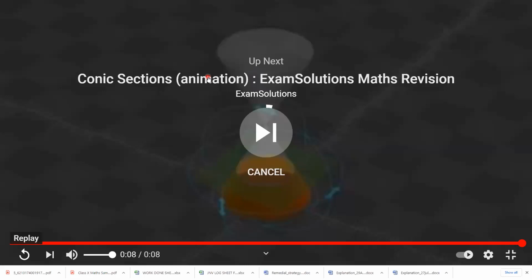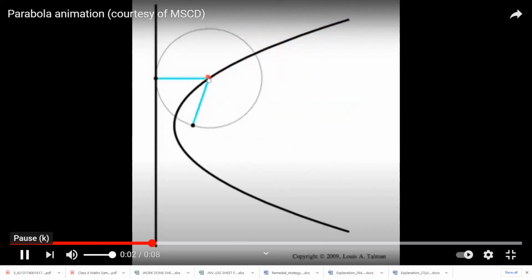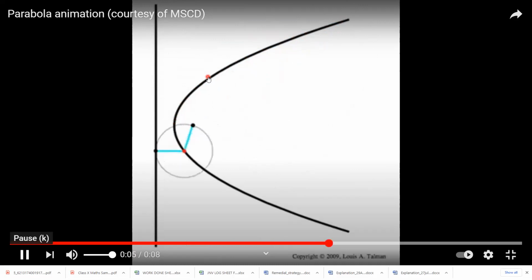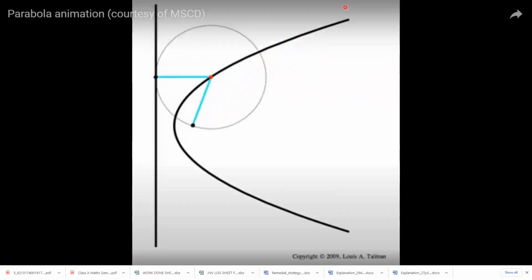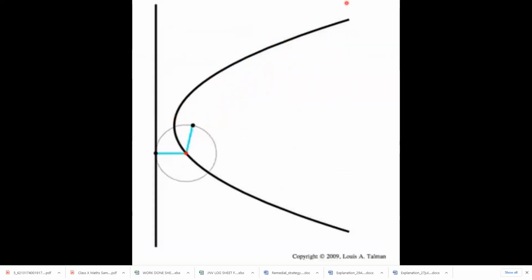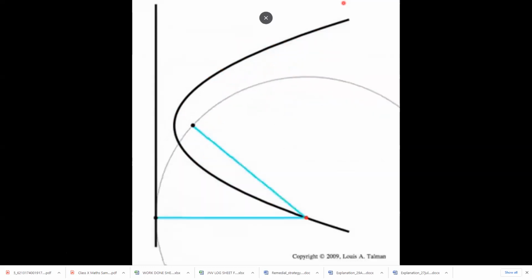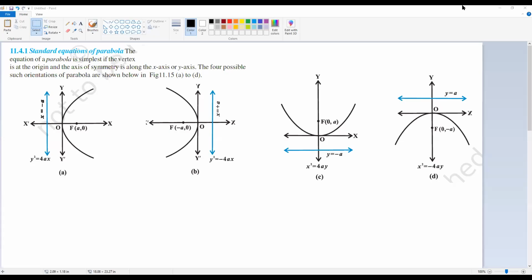देखो, see. Okay, so that's what we say definition or the animation of that. Now we'll come to that theory part, means that the equation and all. Okay, see this. So now we are going to discuss standard equations of parabola.